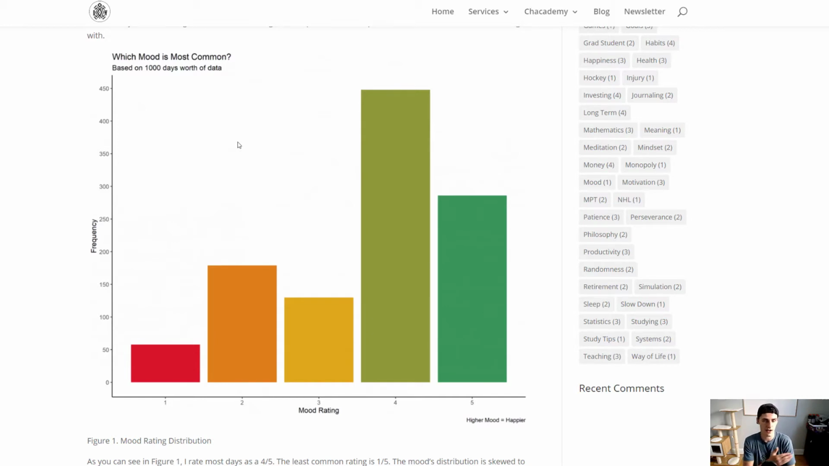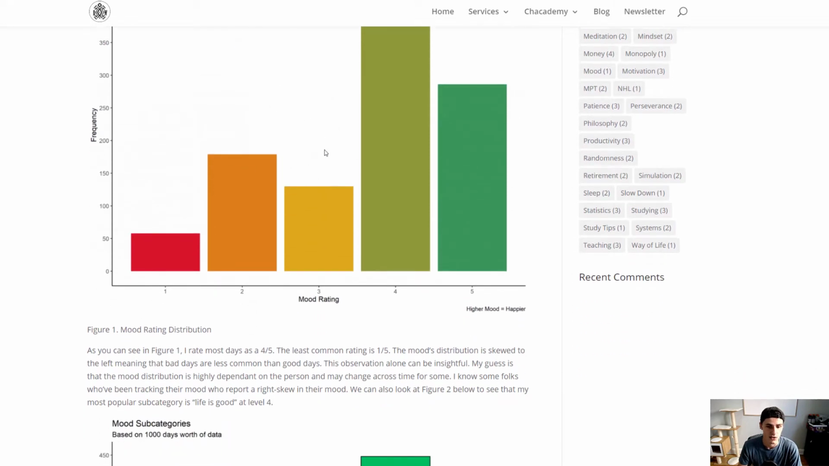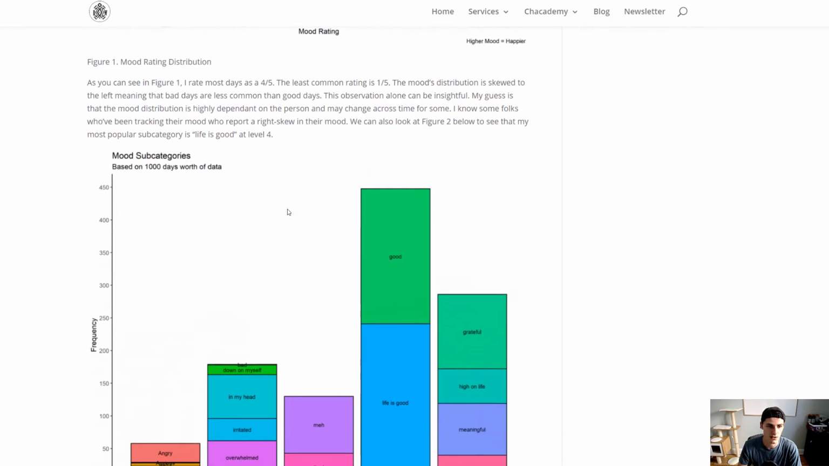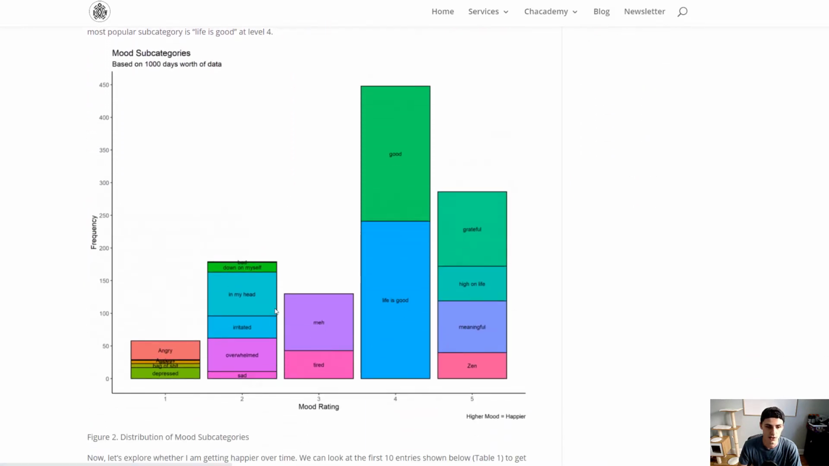But ideally you'd have a continual mood monitor, kind of like a continual glucose monitor, that would track your mood every few seconds. So that would be ideal. Okay, so that's basically skewed to the left. That's an insightful thing. And then we have the subcategories.